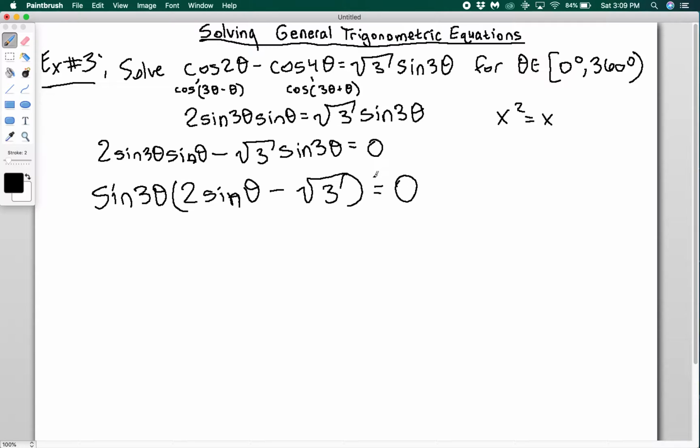And once you're here, you're going to use the zero product property. To remind you what that is, if I have a product that is equal to 0, then it means that either one of those things must be 0 in order for the statement to be true. So I could either say that sine 3 theta equals 0, or I could say that 2 sine theta minus root 3 equals 0. And then I'll rewrite this as sine theta equals root 3 over 2.